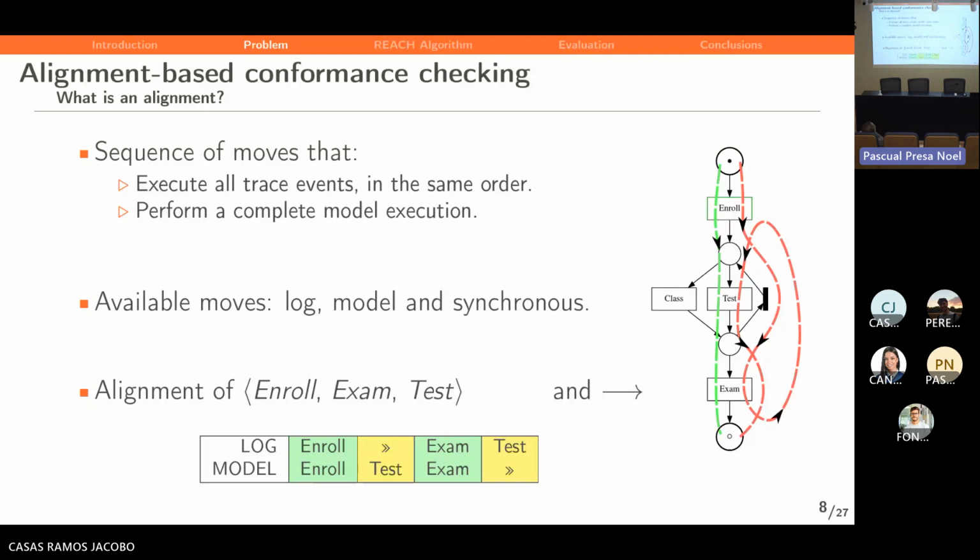So we can see an example of an alignment here. It is the alignment of the trace enroll exam test and the same model as before. Each column of the alignment is a move. The synchronous moves are shown in green, and the asynchronous moves, which are the log and model moves, are shown in yellow.